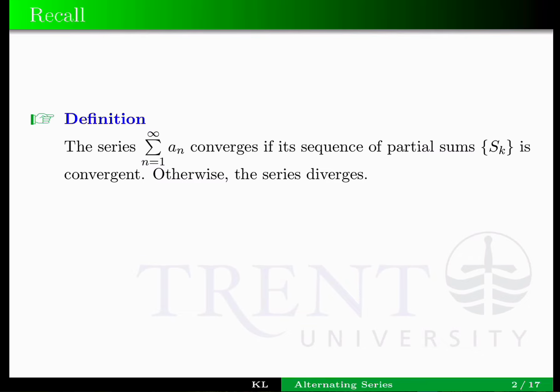So first, the definition. It says that the series sum of a_n converges if its sequence of partial sums S_k is convergent. So let me rewrite again what S_k is. S_k is the sum of the first k terms of the series. If the sequence of partial sums does not converge, then we say that the series diverges.